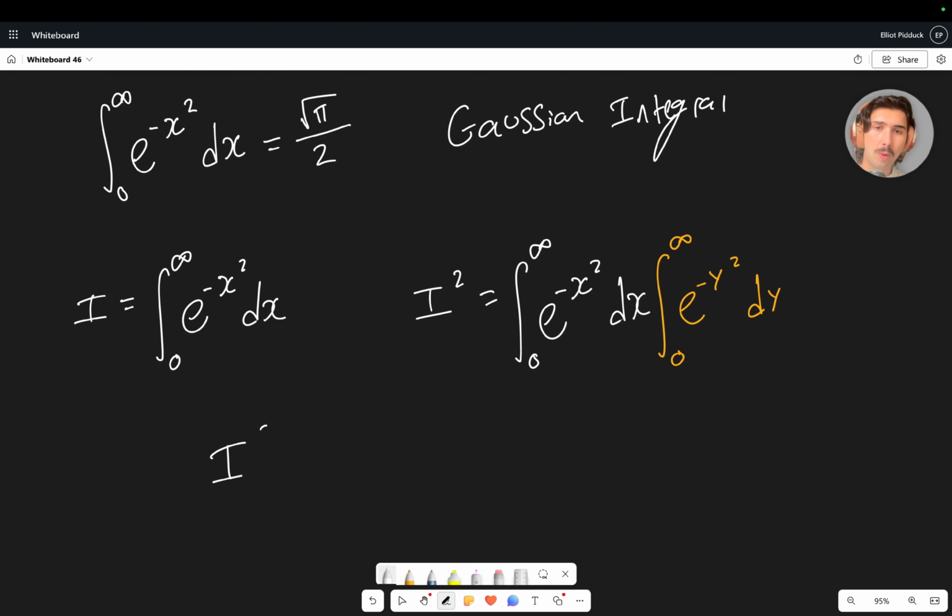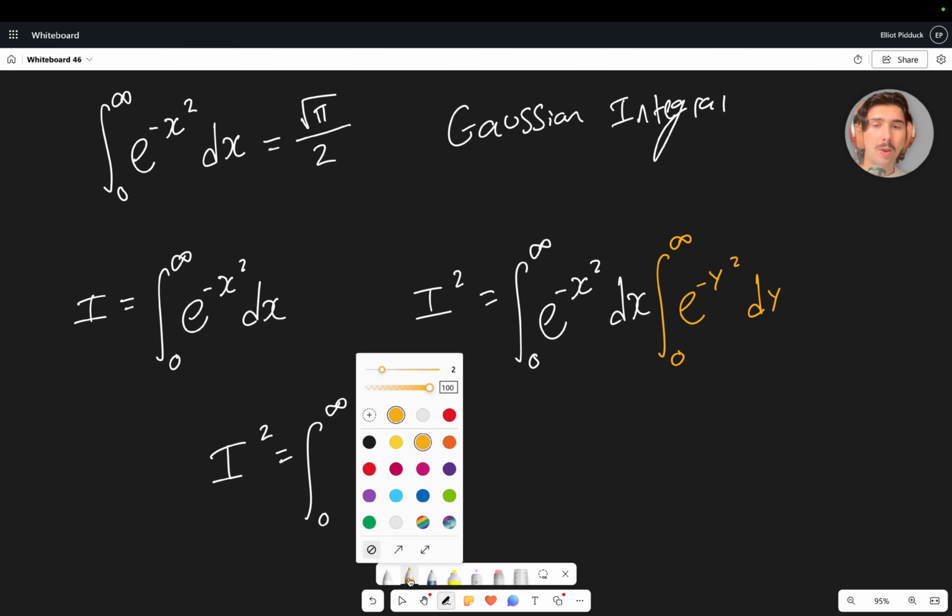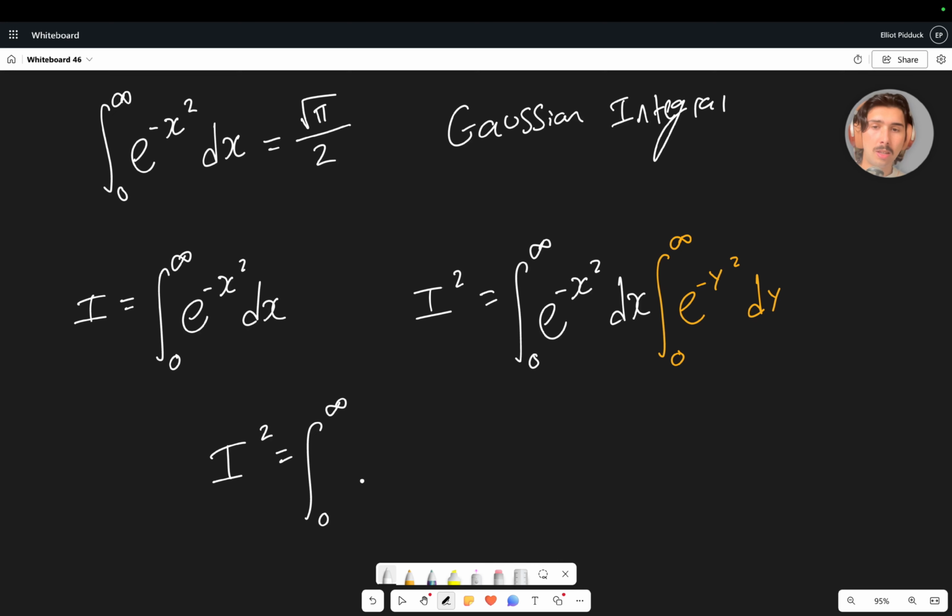Okay, so I squared is the following. Integral from 0 to infinity. Fine. Now what I'm going to do is put the yellow/orange integral inside of the white one, because remember, each of these integrals is a constant with respect to the other, right? Like y is a constant with respect to x. So I can actually just go, this is integral 0 to infinity e to the minus x squared, and I can squeeze the entire yellow/orange integral in here like this, because it's just a big constant, you know?